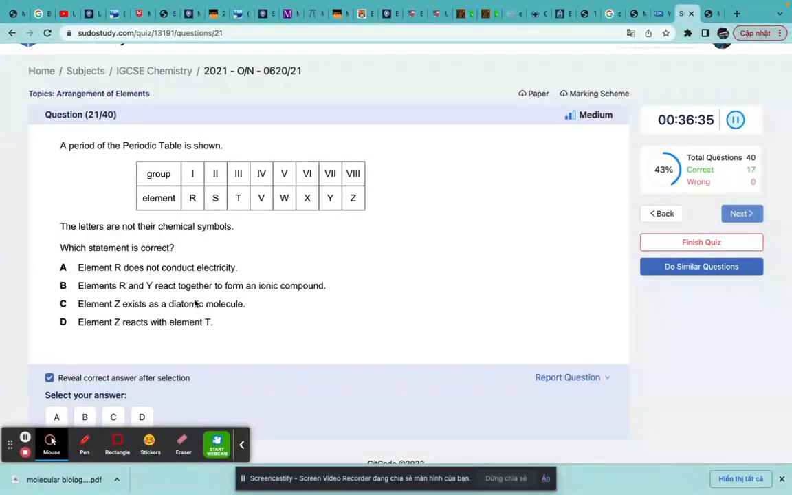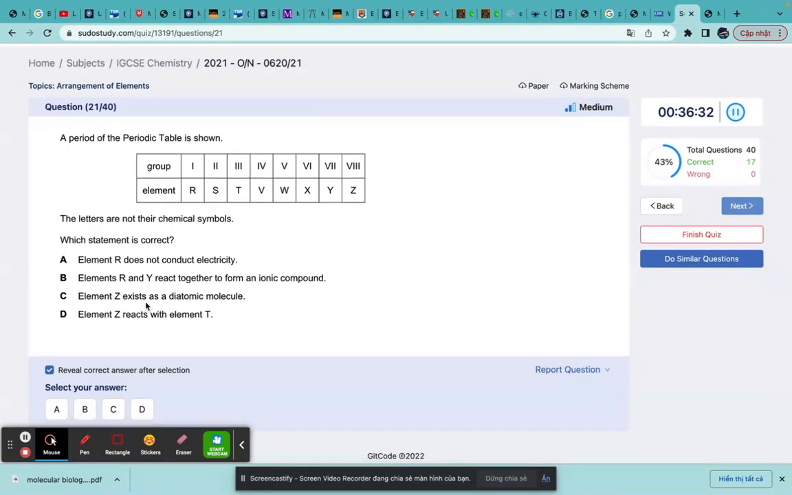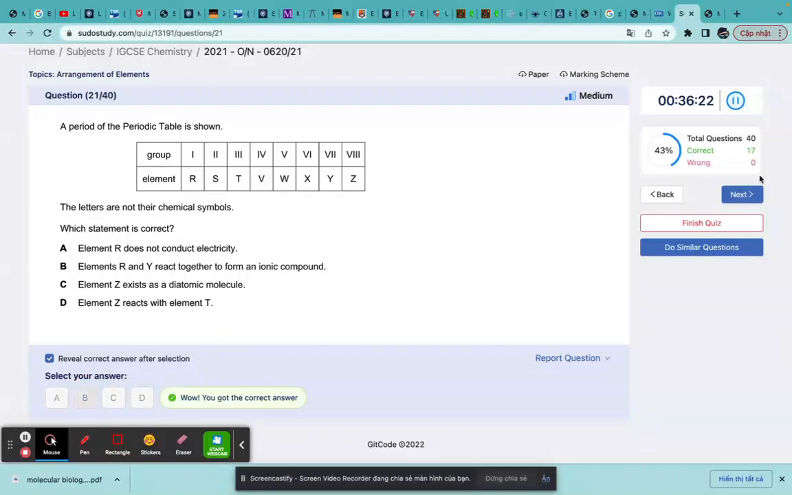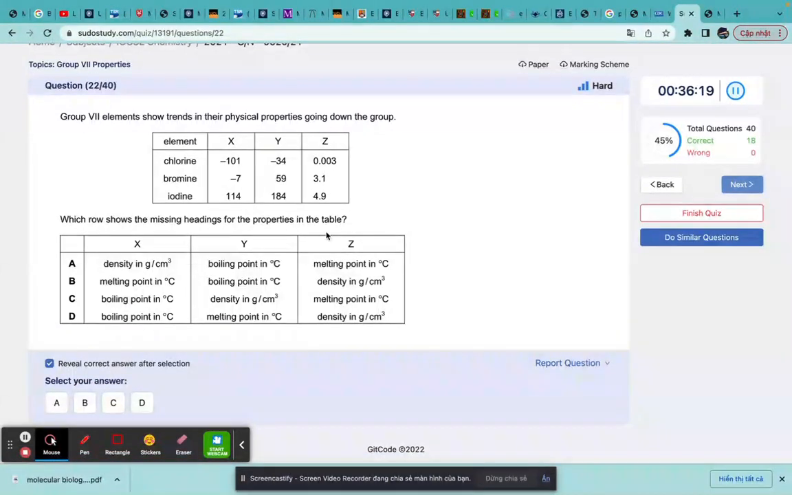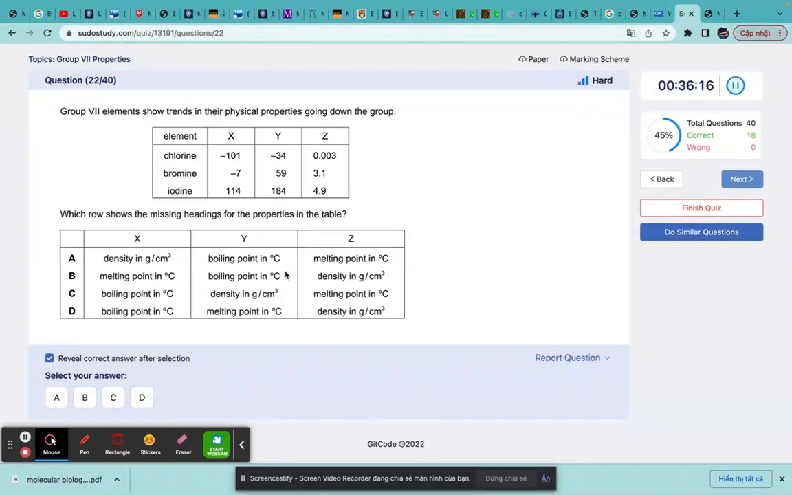Element D is incorrect. Element Z exists as a no. R and Y, yes. Which row shows the missing headings for the properties? Melting point, boiling point, and density.